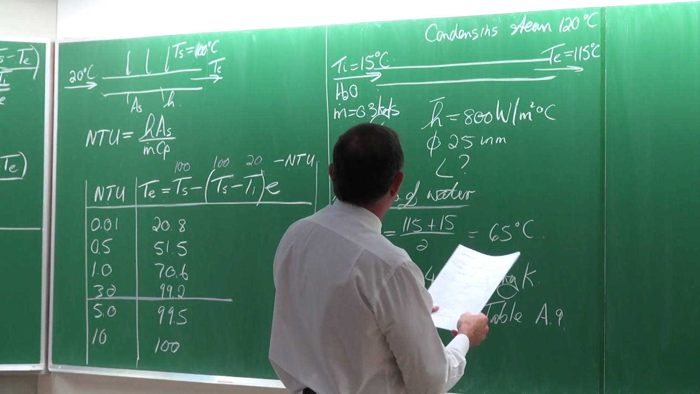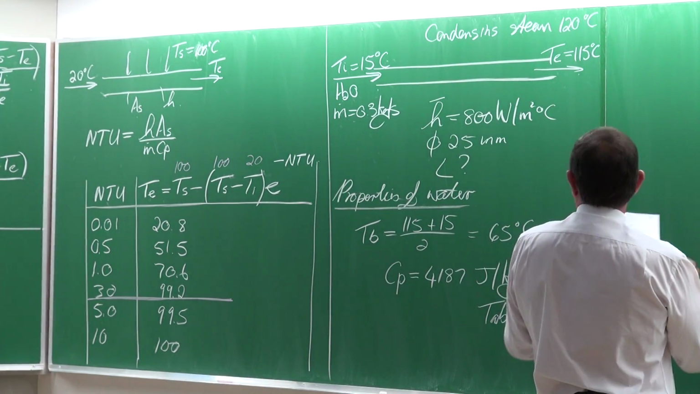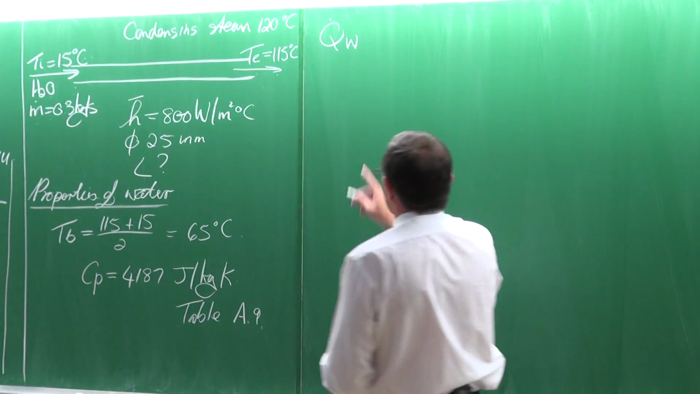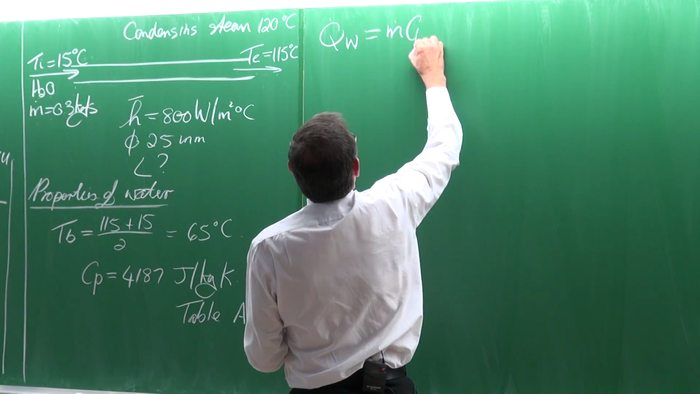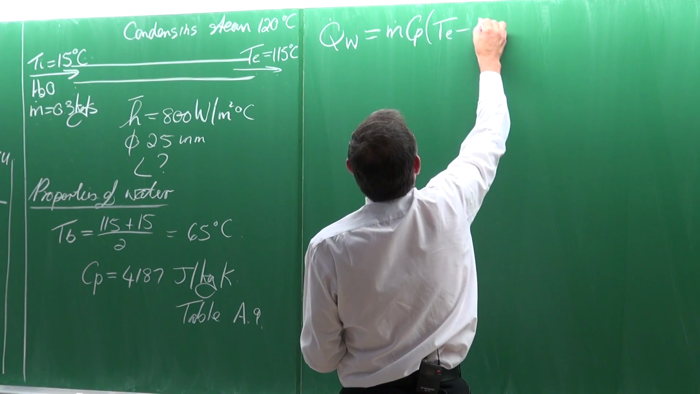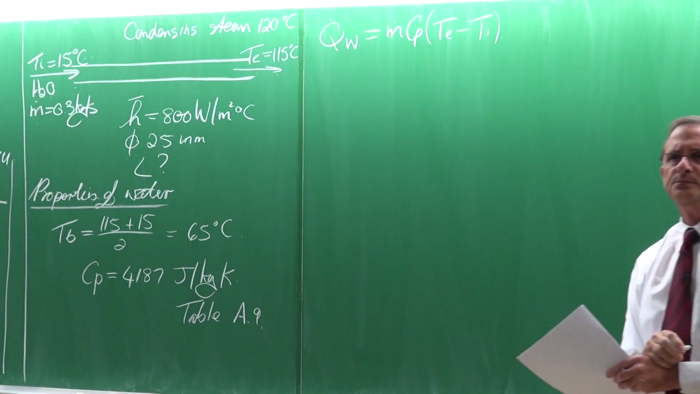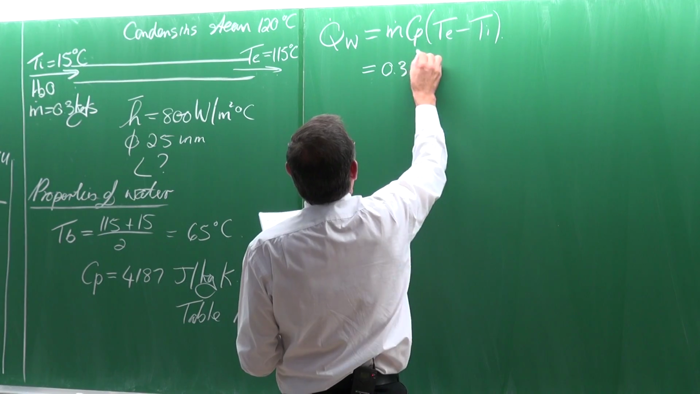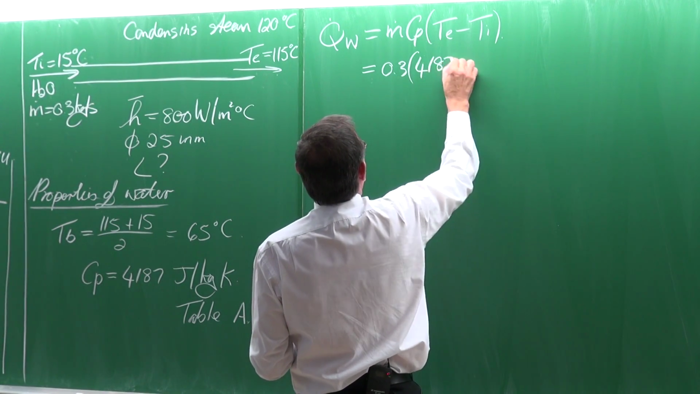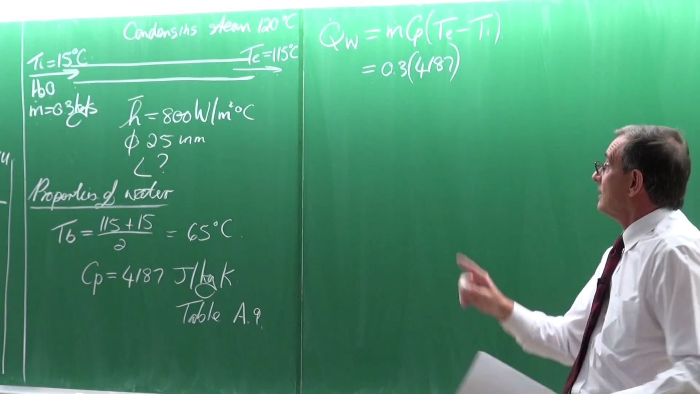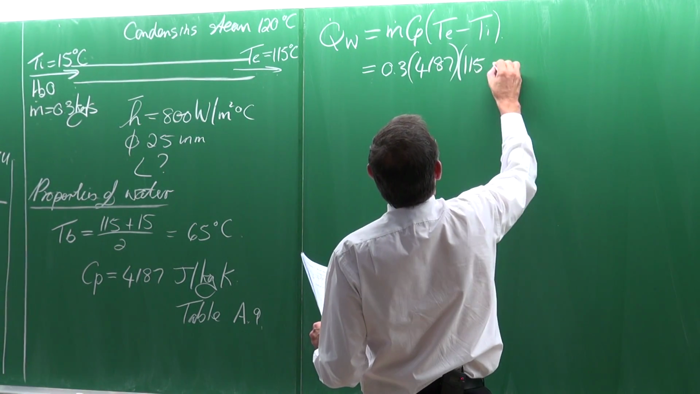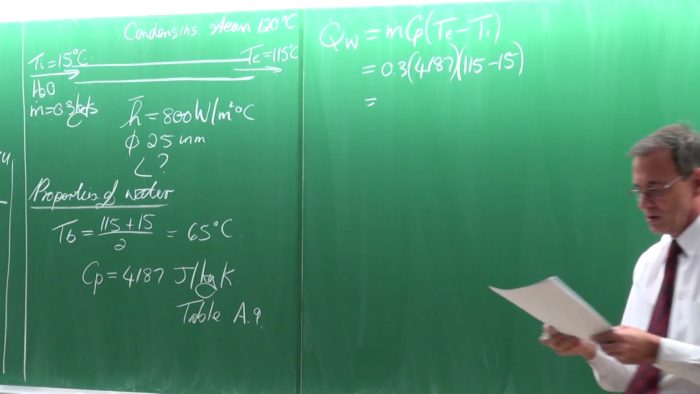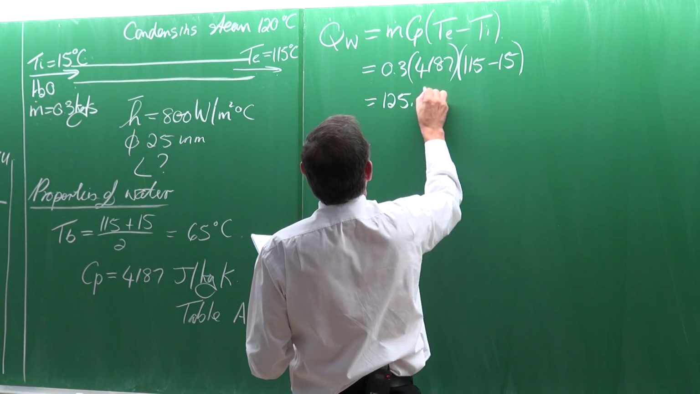So, if we now look at this problem, then because we have the outlet temperature, we can say that the heat transfer rate to the water is equal to the mass flow rate Cp multiplied by the outlet temperature minus the inlet temperature. And the mass flow rate of the water is 0.3. The Cp is 4187. Okay. The outlet temperature is 115 and the inlet temperature is 15. So the heat transfer rate that will occur will be 125.6 kilowatts.